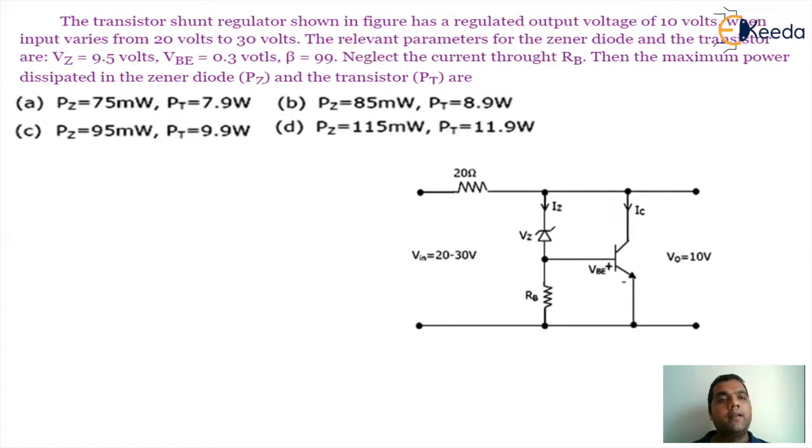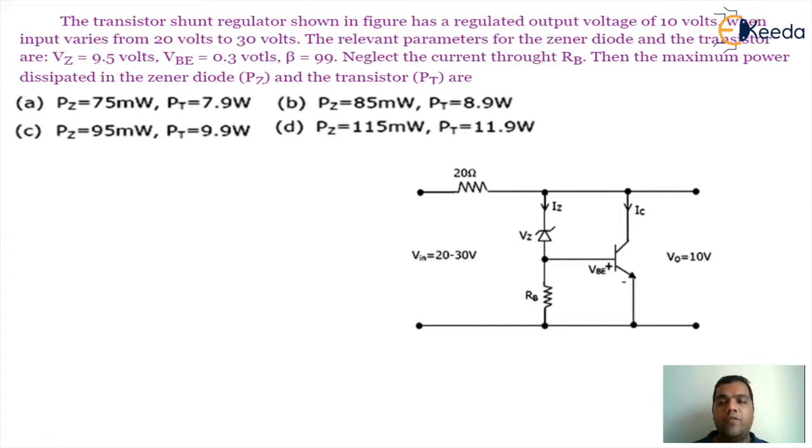Option A, PZ is equal to 75 milliwatt, PT equal to 7.9 watt. Option B, PZ equal to 85 milliwatt, PT equal to 8.9 watt. Option C, PZ equal to 95 milliwatt, PT equal to 9.9 watt. And option D, PZ equal to 115 milliwatt, PT equal to 11.9 watt.